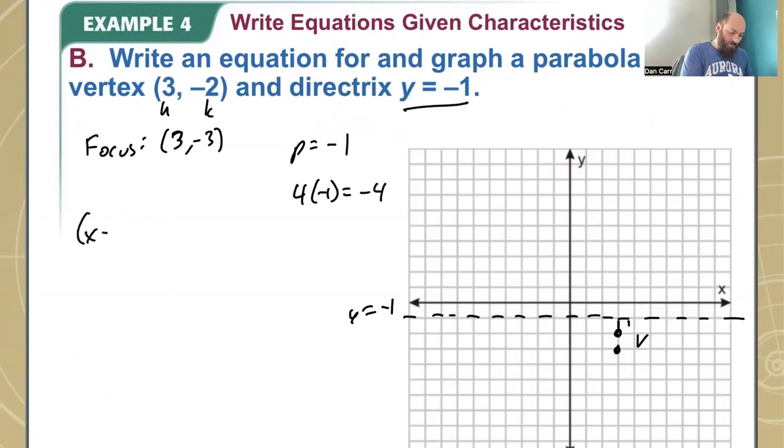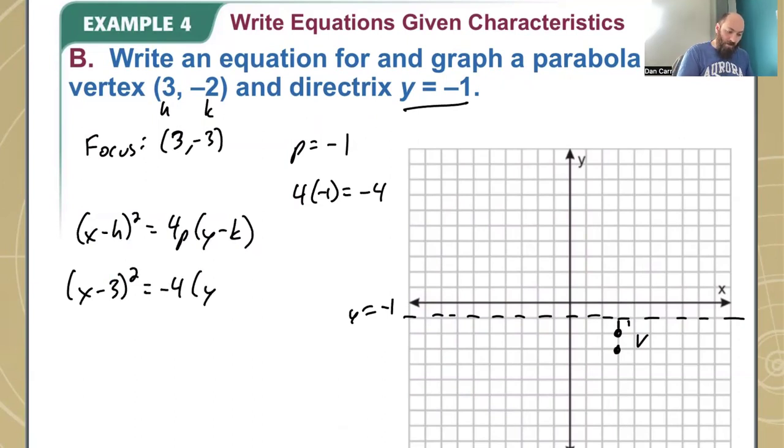It's going to be (x minus h) squared is equal to 4p times (y minus k). So in this case, it'll be (x minus 3) squared equals 4 times the negative 1, so that's going to be negative 4 times (y plus 2). Okay. So again, the latus rectum length is going to be the absolute value of our negative 4 there, so that just equals 4.